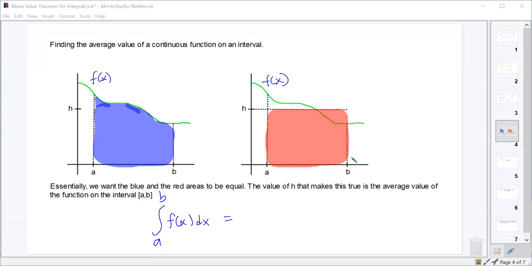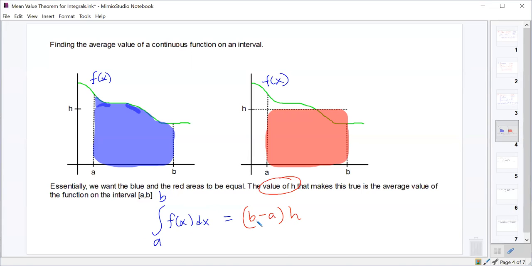Since it's a rectangle, how do you find the area of a rectangle? Length times width. So what's the length? A plus B minus A. There we go. B minus A. Okay. And what's the height of it? H. All right.